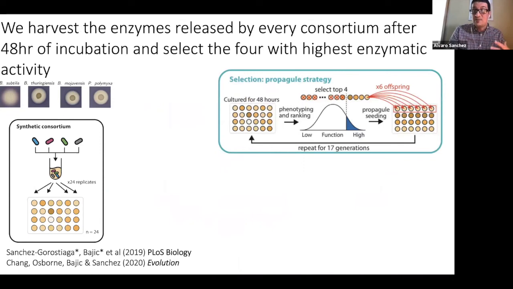And we followed the propagule strategy because we know that it minimizes the ecological variation, right? So most of the variation that we would see should come from evolutionary processes. And we select the top four communities that give us the highest amylolytic activity every generation. Each one of these we used to seed six new communities. We grew for 24 hours, and then from that 24-hour growth, we sampled one out of every, I think it was 200 cells, and passed them to a new environment, let them grow again, and repeat every generation, right? So after every 24-hour period of growth, we would assay the amount of starch degradation activity, and then select the four with the highest activity, and we repeated this process for 17 generations.